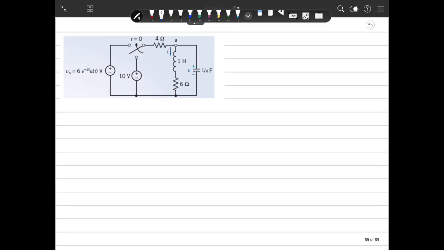Okay, first, this is the first thing here. The circuit looks more complicated compared to what we did before. Our target is to find the complete solution, the voltage V(t). So step 1, we have to find out the initial condition.